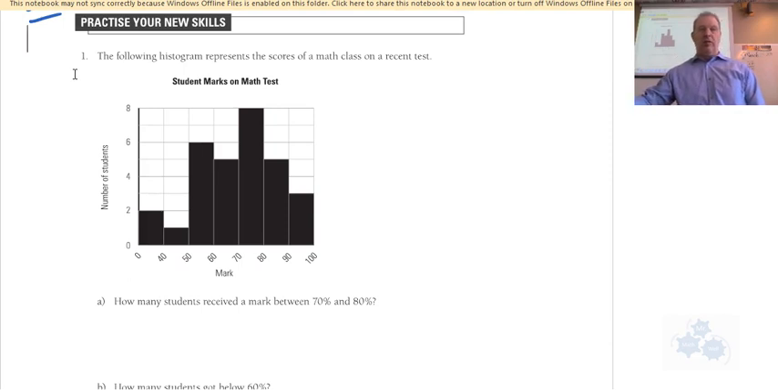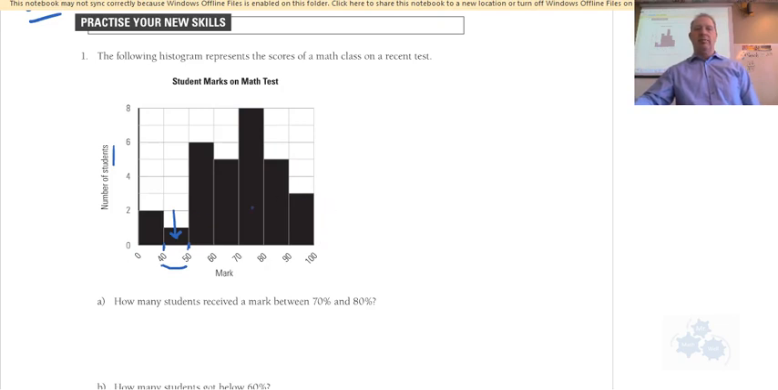Okay? So remember these bars here, the numbers here are, that 40 is right here, that 40% is right there. 50% is right here. So this bar, like this one right here, that bar represents the number of students that scored between 40 and 50. So if you got a 42 or a 45 or 47, that would go in there.